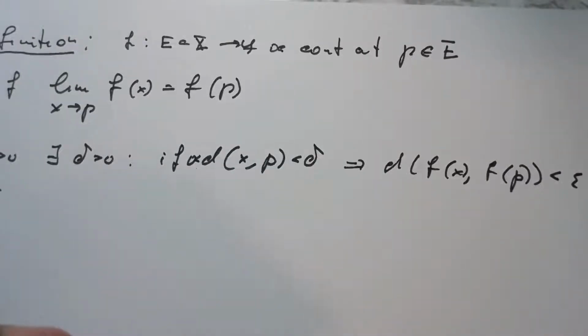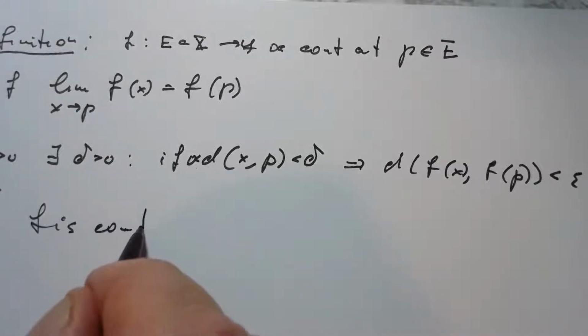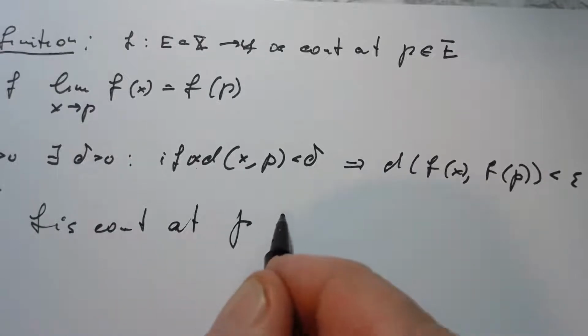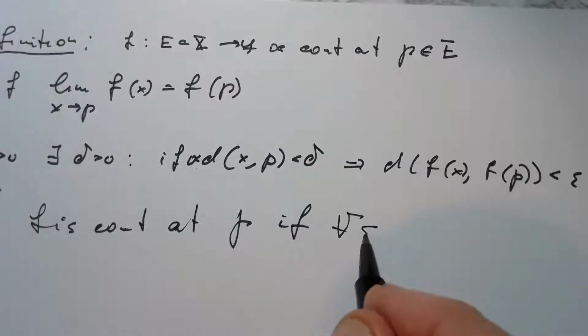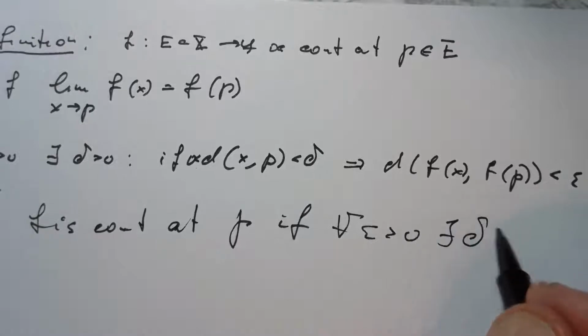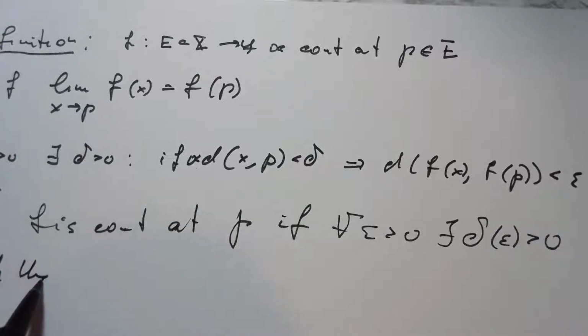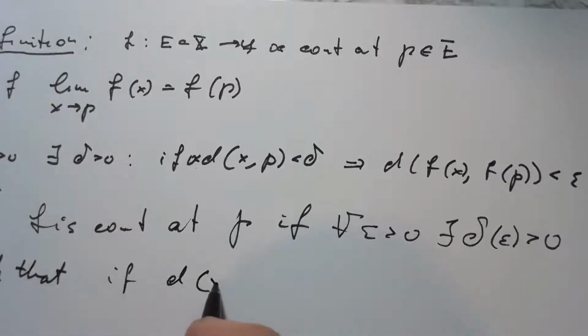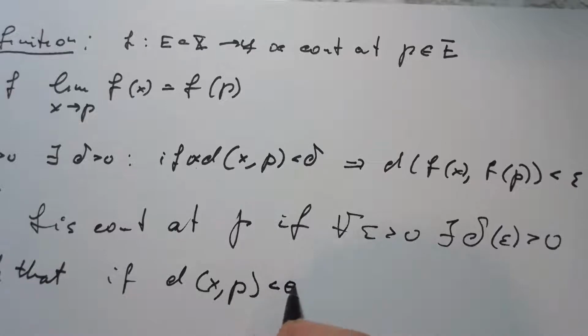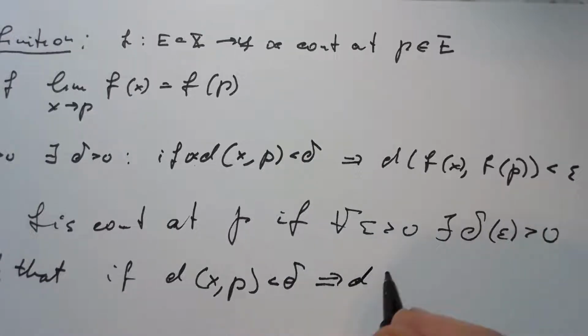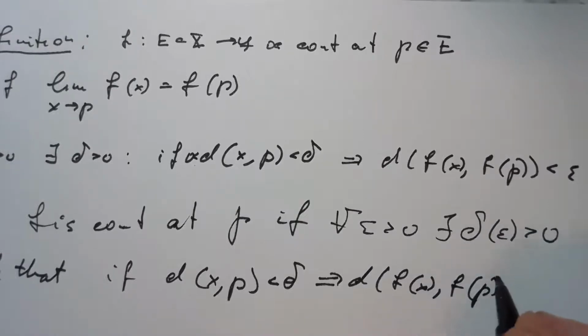So here is the second definition of continuity. F is continuous at P if for every epsilon greater than 0, there exists a delta, which depends on epsilon, greater than 0, such that if the distance from x to P is less than delta, that implies that the distance from f of x to f of P is less than epsilon.